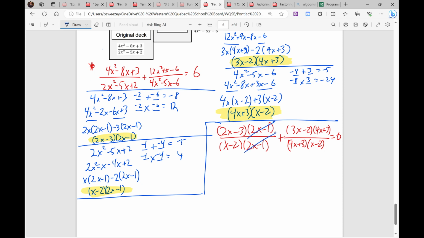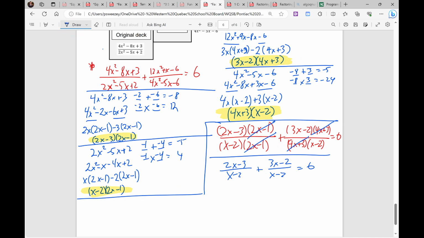So now those two things disappear, and those two things disappear, and I can rewrite everything now as 2x minus 3, x minus 2, plus 3x minus 2, all over x minus 2. Isn't that a lot easier? I got to there, but do I have to multiply both of them by the denominator? No. So here's what's nice about this.